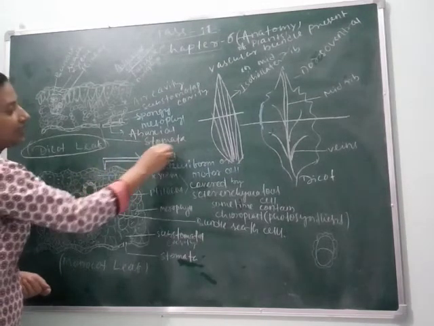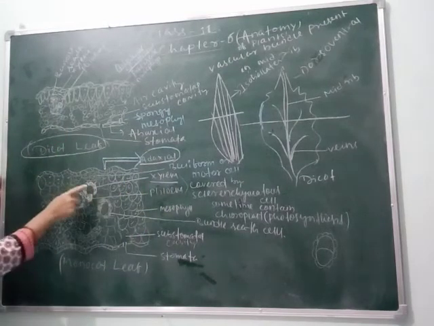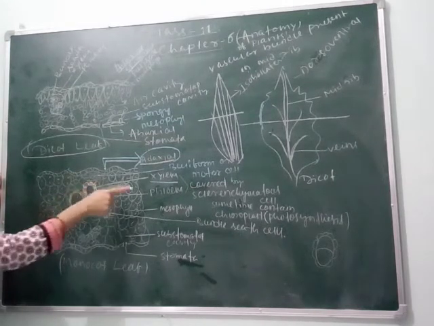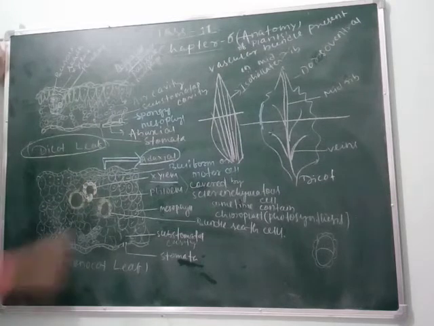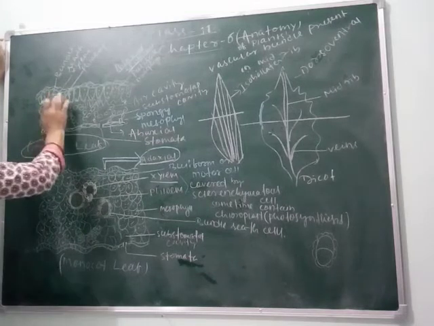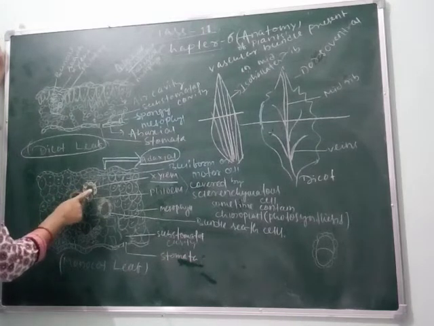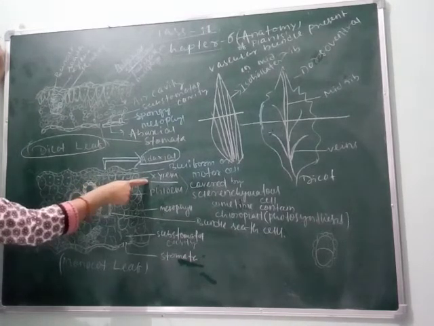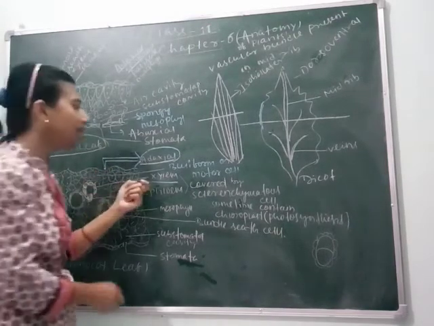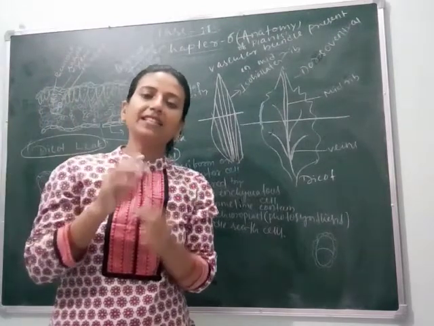This is the adaxial surface. Next to it is xylem. Here you can see xylem is towards the adaxial surface and phloem is towards the abaxial surface. But in a dicot, the phloem is towards the upper and the xylem is towards the lower. In monocots, the xylem is on the upper side, towards the adaxial surface, and phloem is towards the abaxial surface. Clear? Sometimes in monocots also, the xylem and phloem are covered by sclerenchymatous cells.